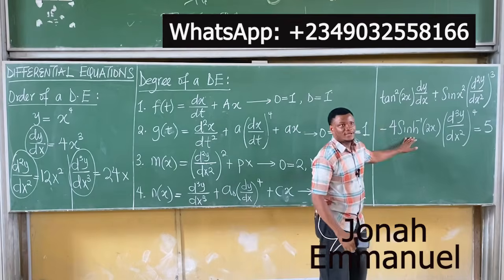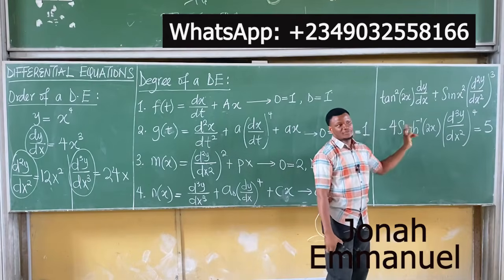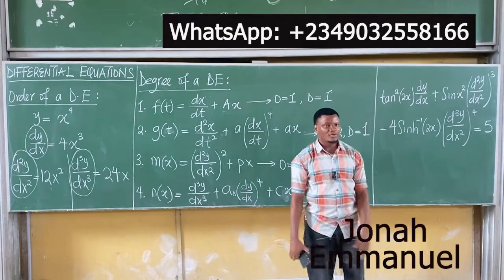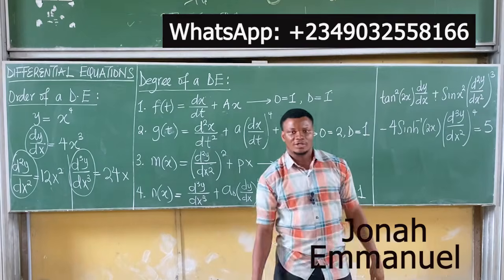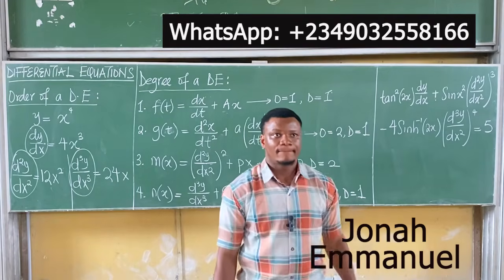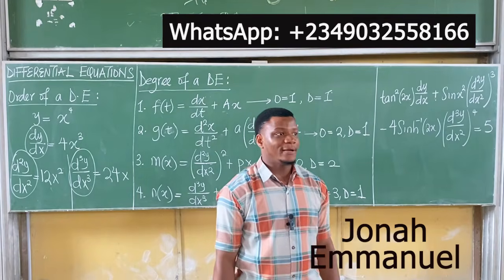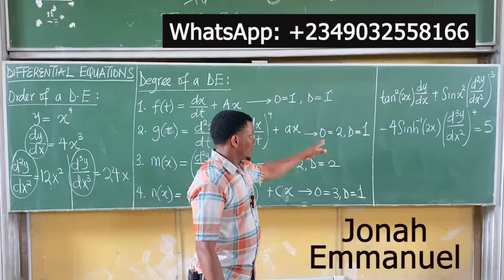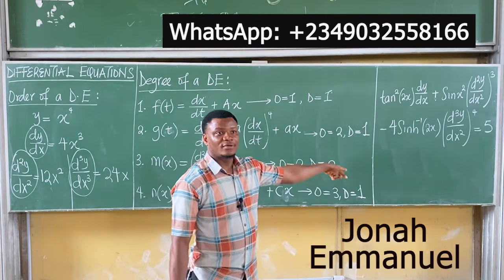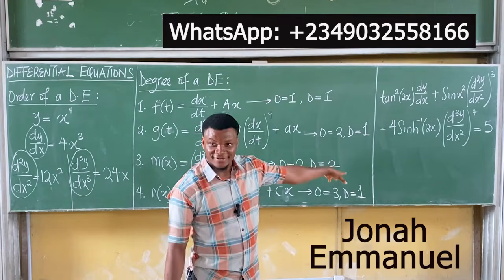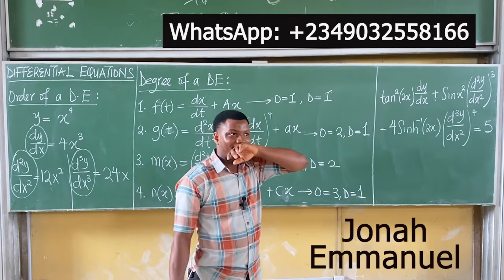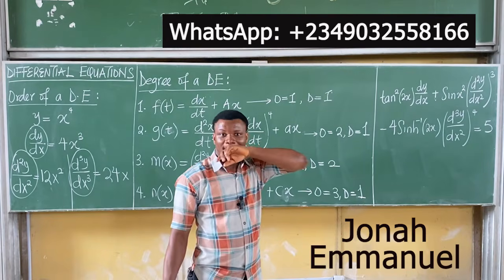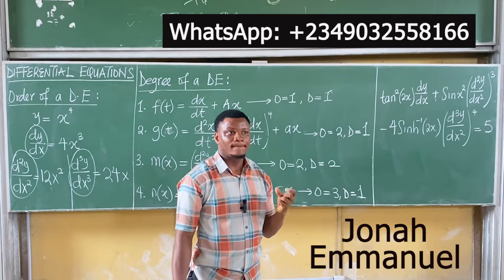There's no space. Let's assume this is a one line equation. For this question, what's the order? What's the degree? What's the order? 3. Order 3. Degree what? 4. What's the order here? Order 2. Order 3. Order is 3.